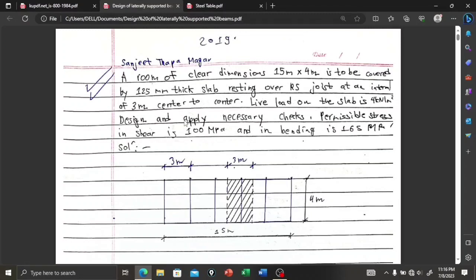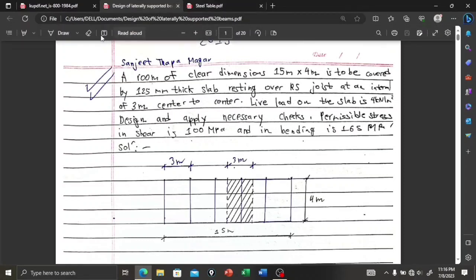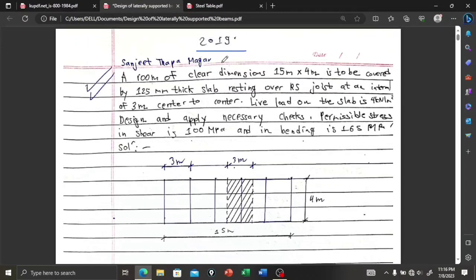In this video, I will solve the numerical of laterally supported beams that was asked in Provincial University. The first question was asked in 2019 Provincial University. That is a room of clear dimension 15 meter by 4 meter.